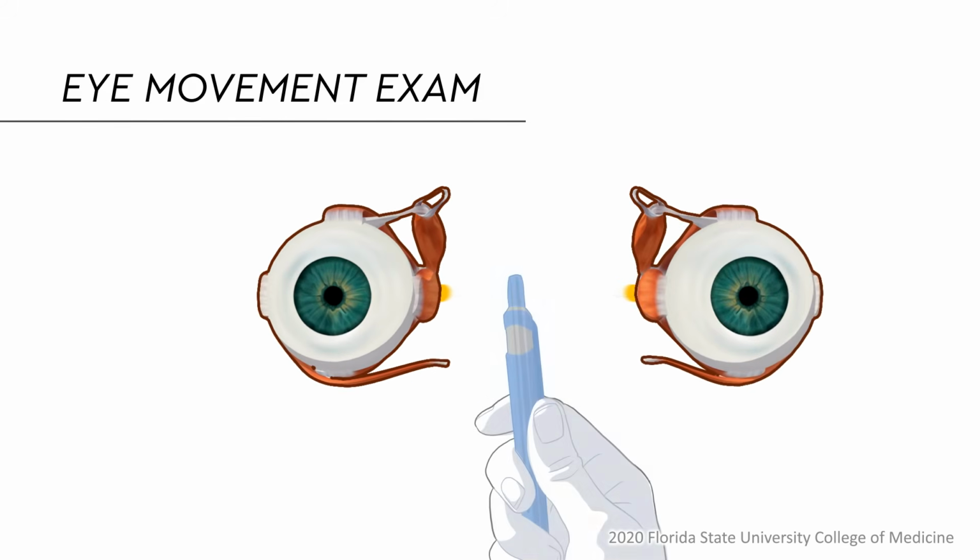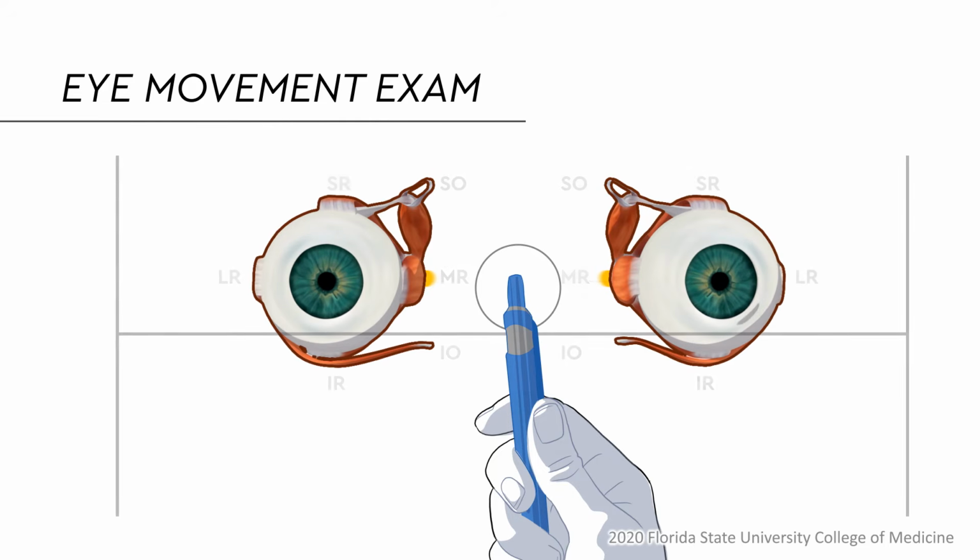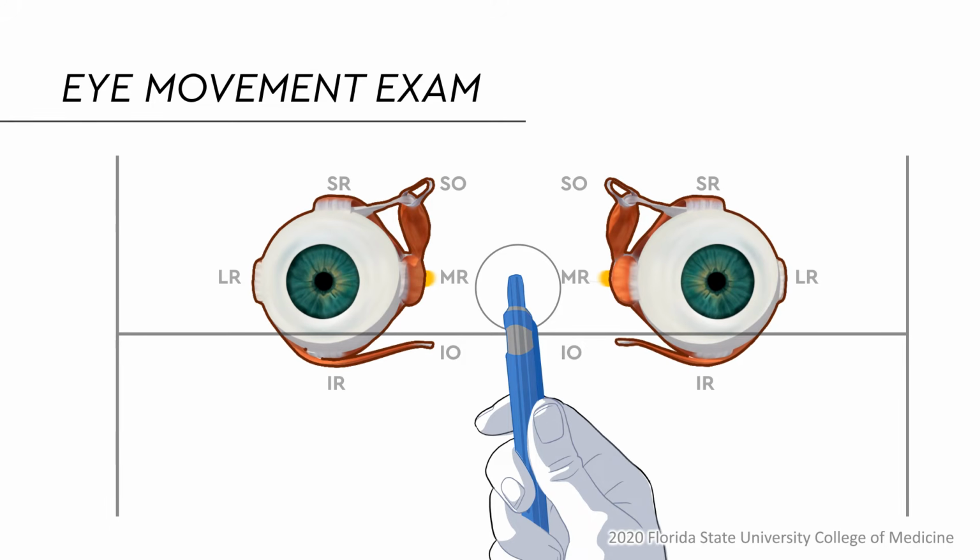The basic exam involves having the patient focus on an object that is positioned 18 to 24 inches in front of their face as you move the object through a large H shape to encompass the 6 cardinal fields of gaze. The eyes can be examined individually or together. In our example, both eyes will be tested at the same time.